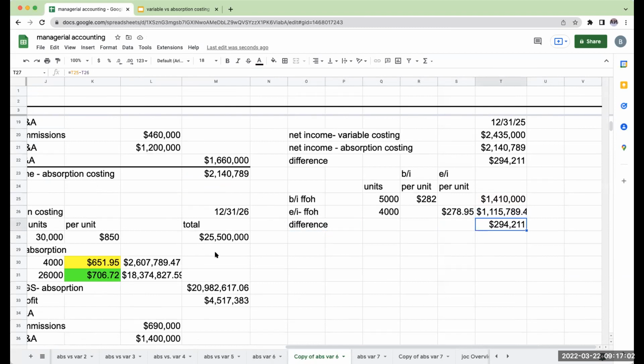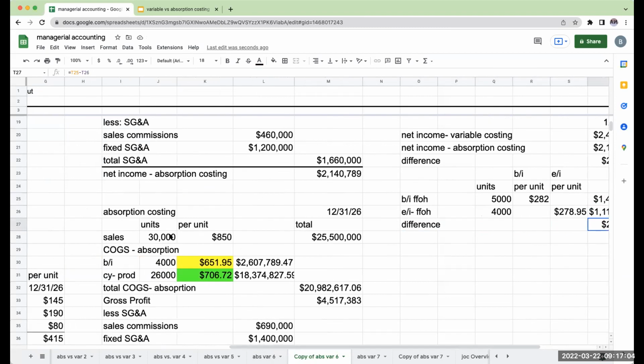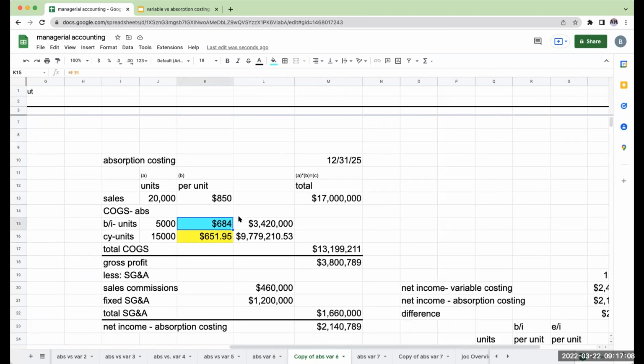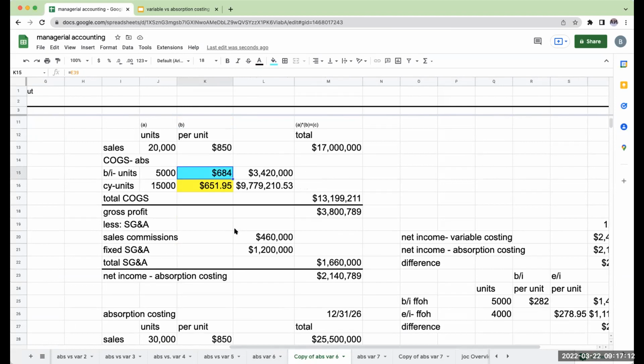My net income is higher, partially under variable costing, because this year I basically expensed the beginning inventory amount of the fixed factory overhead, which under absorption costing was not fully expensed. So this is what's creating the difference.